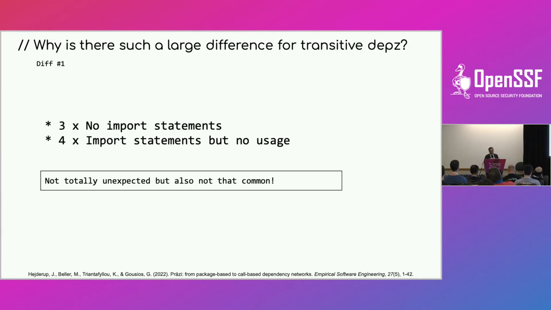So in the first case, those cases were not only transitive ones, but also direct dependencies. Out of those 34 cases, we had 7 cases which were not totally unexpected. For some dependencies there were no import statements, but in others there were import statements but no actual usage. By usage, I mean no data structures imported, no function calls or any of that. So this is not totally unexpected. This can happen on open source projects.